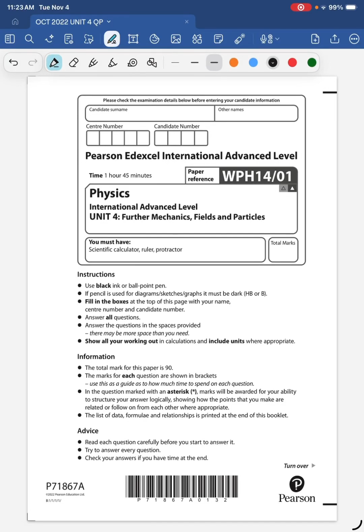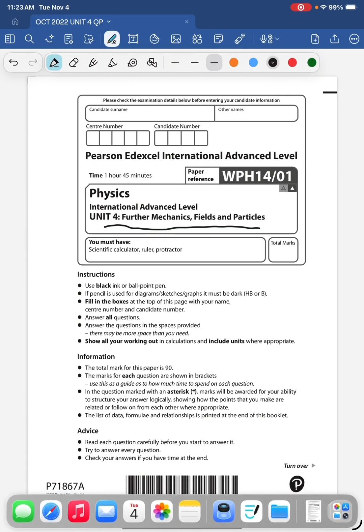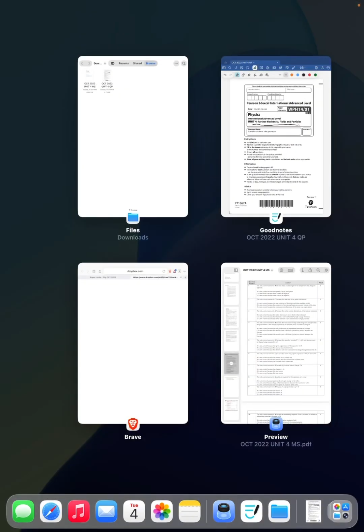Hello guys, this is the Unit 4 test from October of 2022 and we will just solve it, I guess. Before we do so, let me show you where I find these papers.